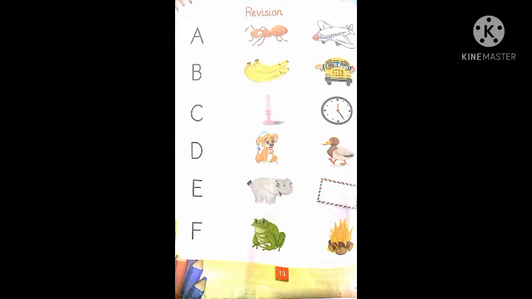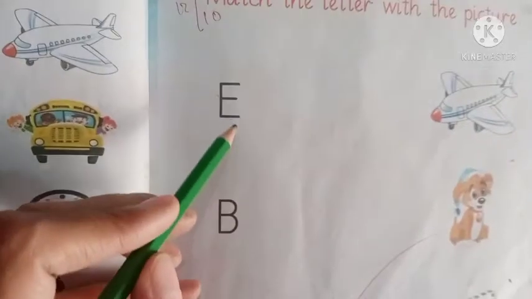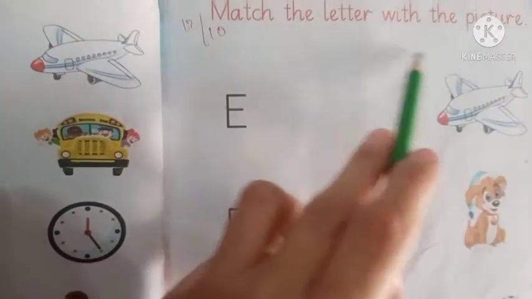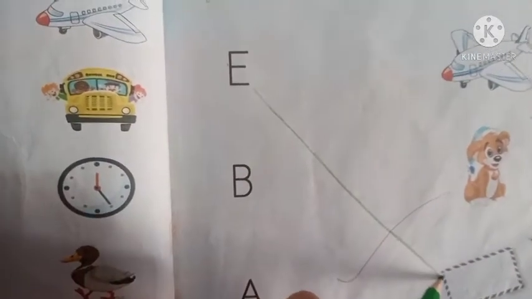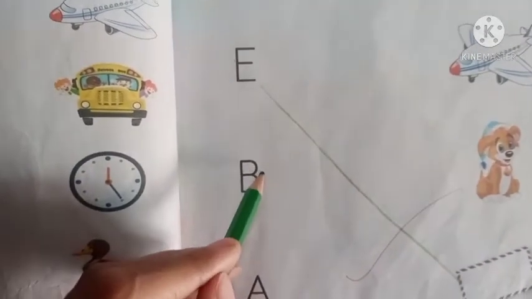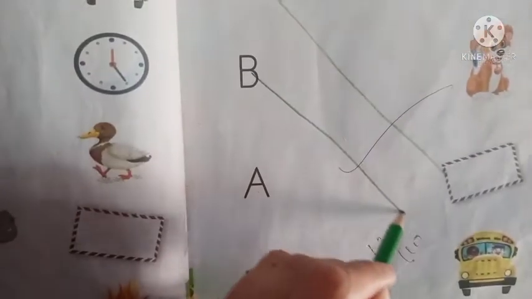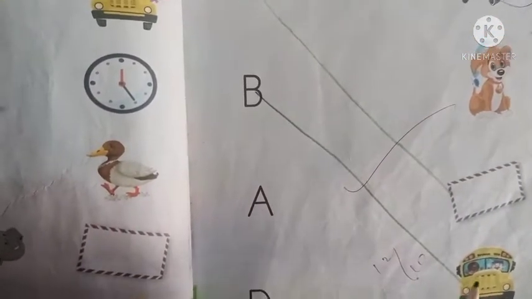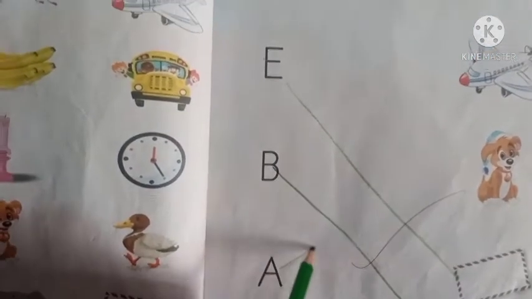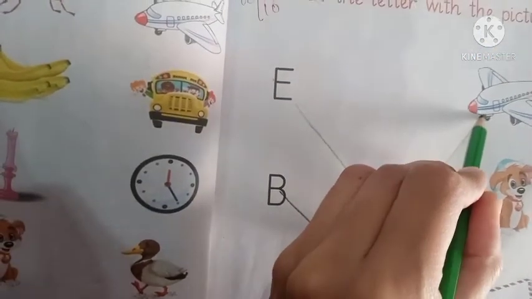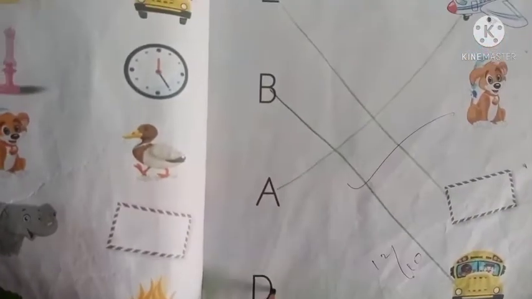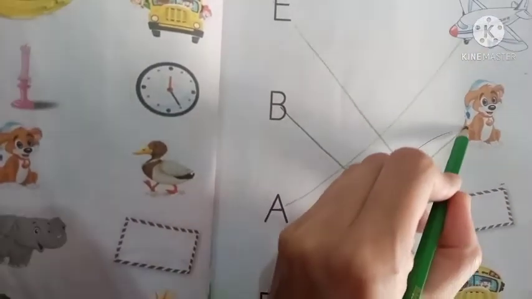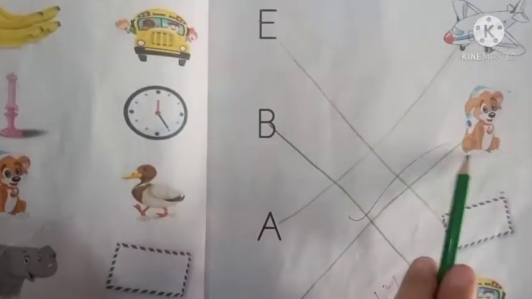Elephant, envelope. Frog, fire. Now we have to match the letter with the picture. Envelope. So you will match E with envelope. B, bus. Here we have to match it with bus. Aeroplane. We have to match it with aeroplane. D, dog. So we will match D with dog. Is it clear?